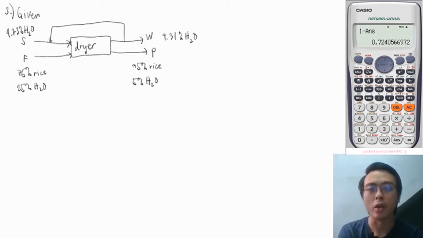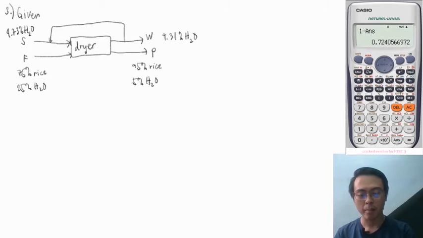So the lower streams are solid, that's your rice. The upper streams are vapor or gases. That is very important for us to differentiate because water in here exists in two phases. In the bottom streams, water exists in the liquid phase, while water at the top streams exists in the vapor phase. So that's just an important note. Okay, so let's analyze this problem.